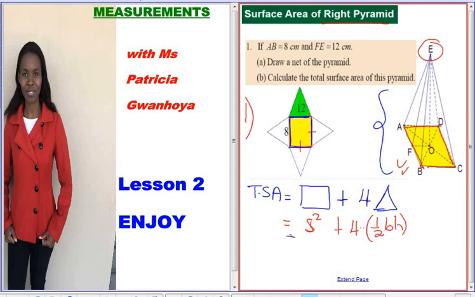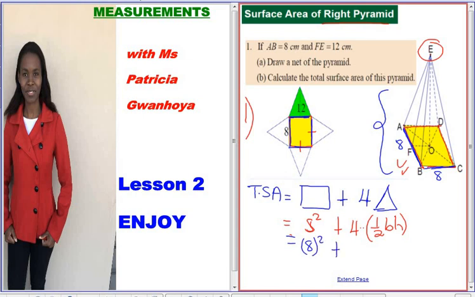So how do we go about this one? Since we were told that AB is 8 centimeters, which is this distance right here, it is the side of a square. It means everything, including this one, is also 8. So we're going to say 8 squared to start with for the square.